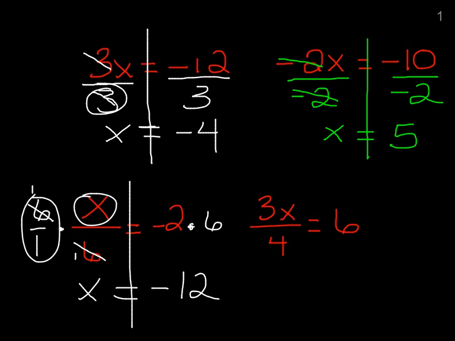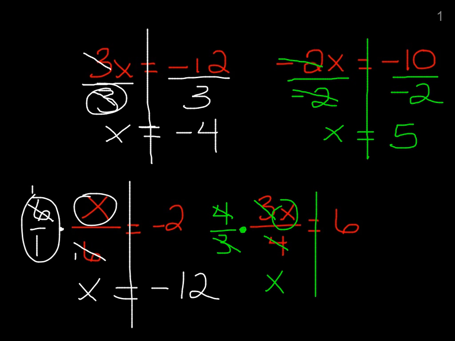Looking at this next one, I'm going to erase this right here. We have a fraction being multiplied by x, so the way that you get rid of that is we're going to multiply by the reciprocal. So I'm going to flip this over and write 4 over 3. What that does is it allows you to cancel the 4's out, cancel the 3's out, and leave you with just your x, which is what you want to do.